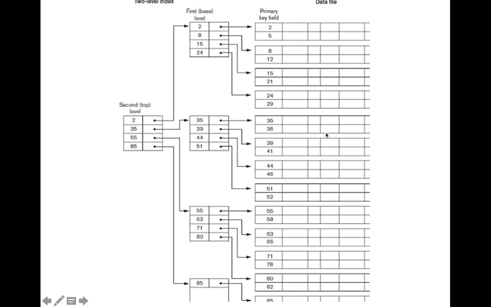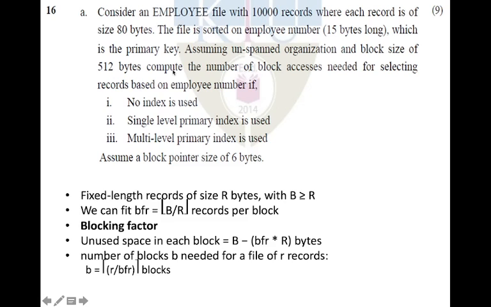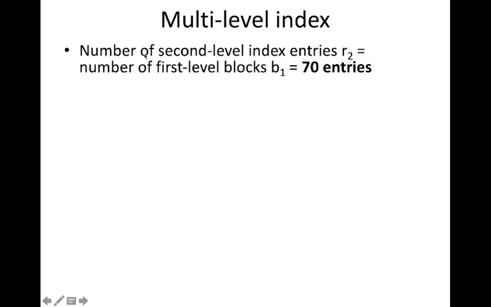This is the actual data file. We know 1667 blocks will be required for this one, and this one we have already calculated, that is 70 blocks. Now we have to calculate for the rest of the blocks. We will see one by one. For the same question, multi-level primary indexing is used. We have to calculate the number of second level index entries. We can call it R2.